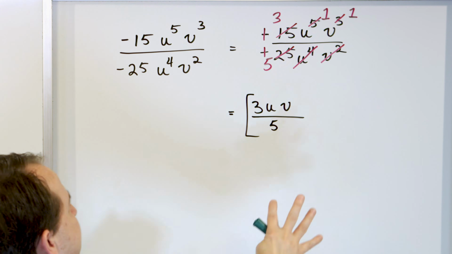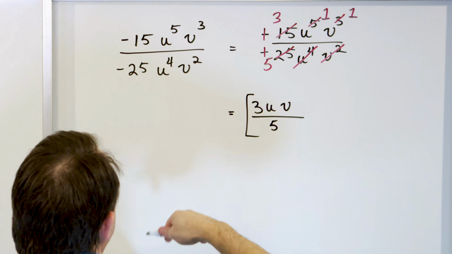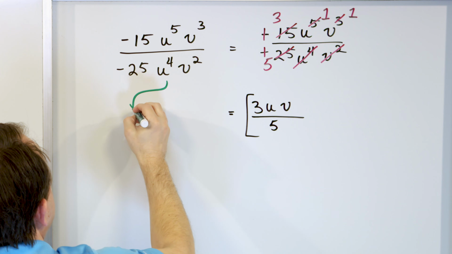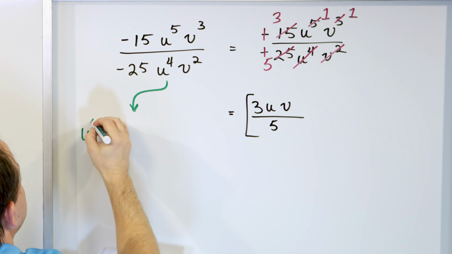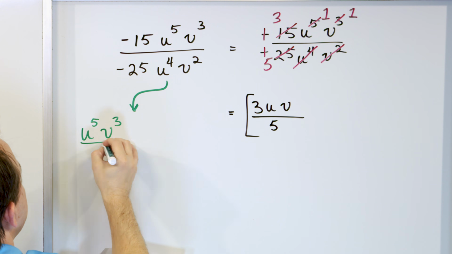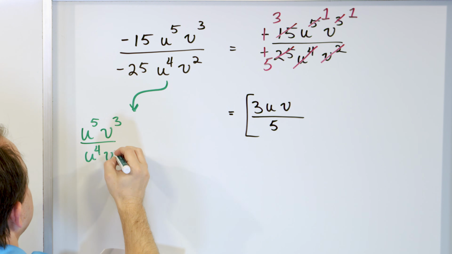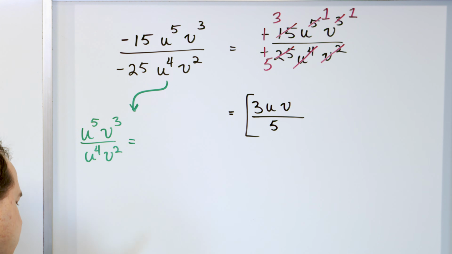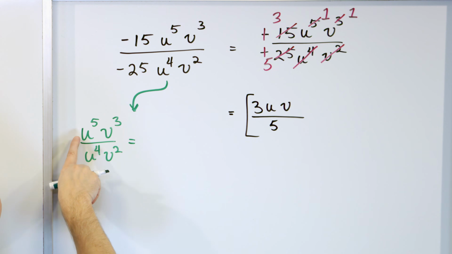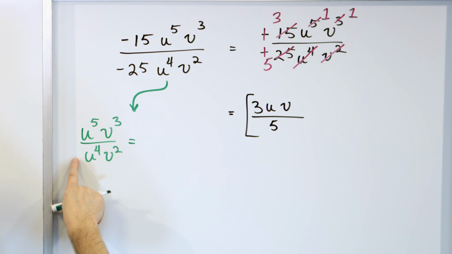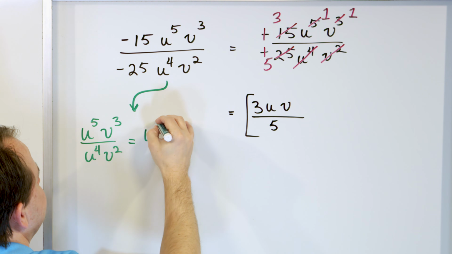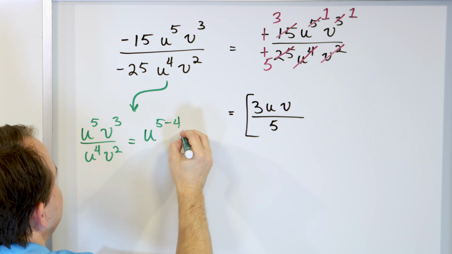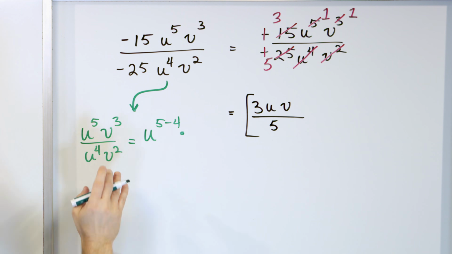So again, that's doing it in the method of canceling things, but I want to show you how to think about different things. Forget about the numbers, let's talk about the u to the 5th, v to the 3rd, over u to the 4th, v squared. You have u and u on the top and the bottom, different exponents, same base. So what you can do is u, subtract the exponents, 5 minus 4, and then you'll have that multiplied by the v terms.